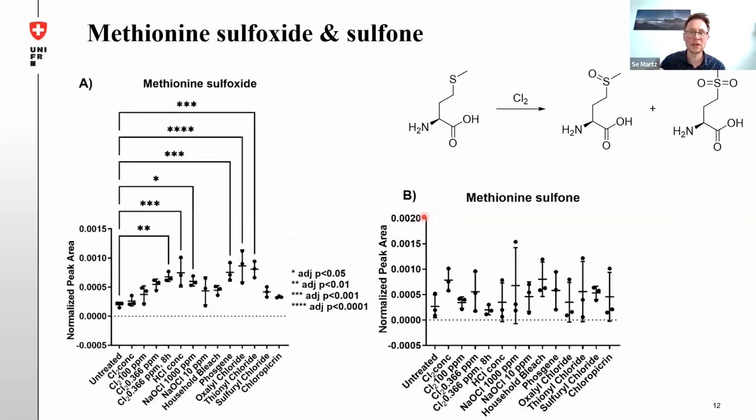Then we continued with sulfur-containing amino acids. For example, here the methionine can react to methionine sulfoxide and the sulfone on the right-hand side. And also here, we had a high background level for both of these chemicals, and it did not seem that these are useful biomarkers. However, at some points, you could see that with these chemicals, this oxidation is actually promoted, especially in the case of methionine sulfoxide.